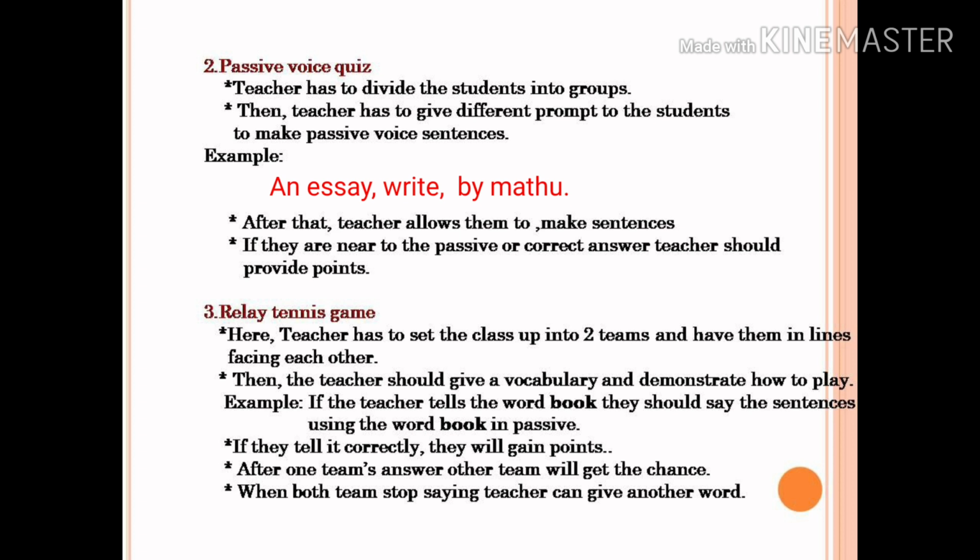The third game is relay tennis. Here, the teacher has to set up the class into two teams and have them in lines facing each other. Then, the teacher should give a vocabulary word and demonstrate how to play. Example, if the teacher says the word book, they should say a sentence using the word book in passive. If they say it correctly, they will gain points.